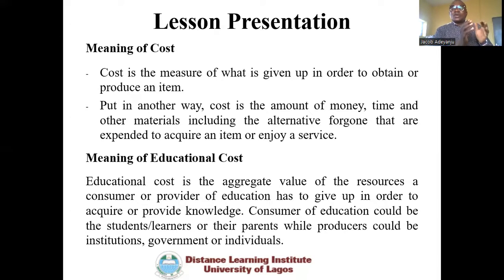In this case, the consumers of education will be the parents or the student or learner, as the case may be, while the producer will be the institution, the government, as well as the individual. So we are saying that educational cost consists of 2 components, the money cost and the real cost. While the money cost is the cost of all the items that are used in the education system, the real cost, simply described, is the alternative forgone.